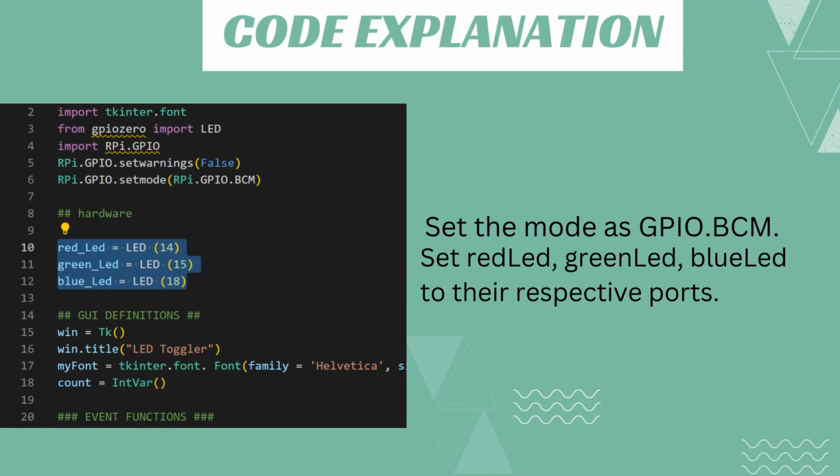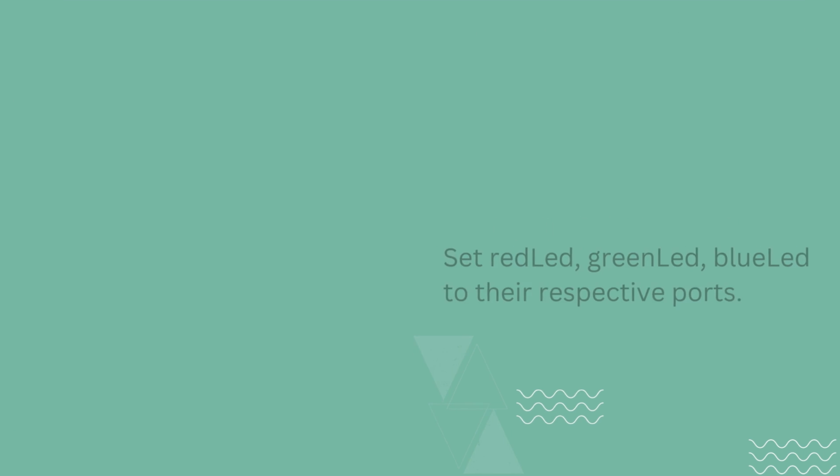Now, since we are using GPIO numbering, I have set the mode as GPIO.BCM and here is the pin definitions. The red LED is connected to the pin 14, the green LED is connected to 15 and the blue LED is connected to pin 16.